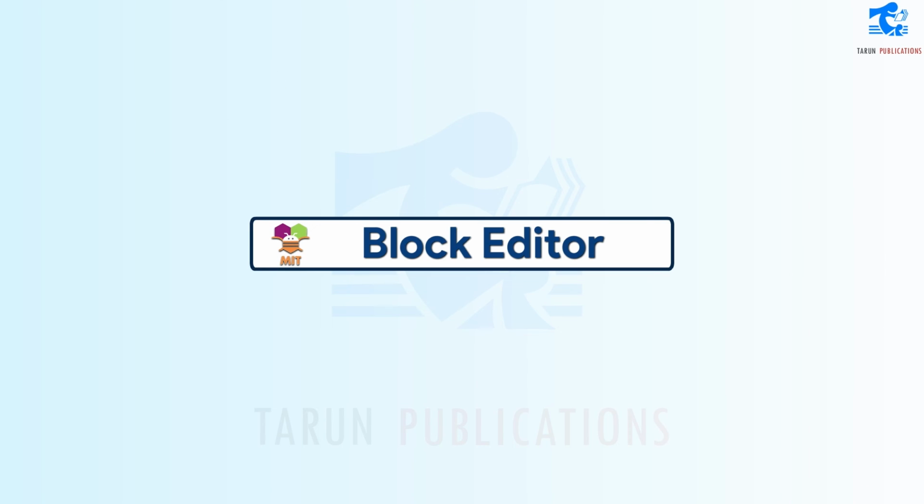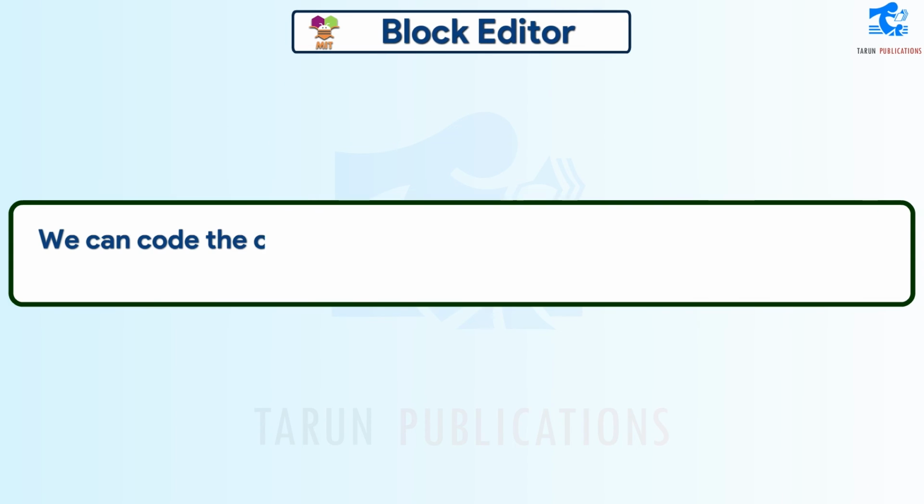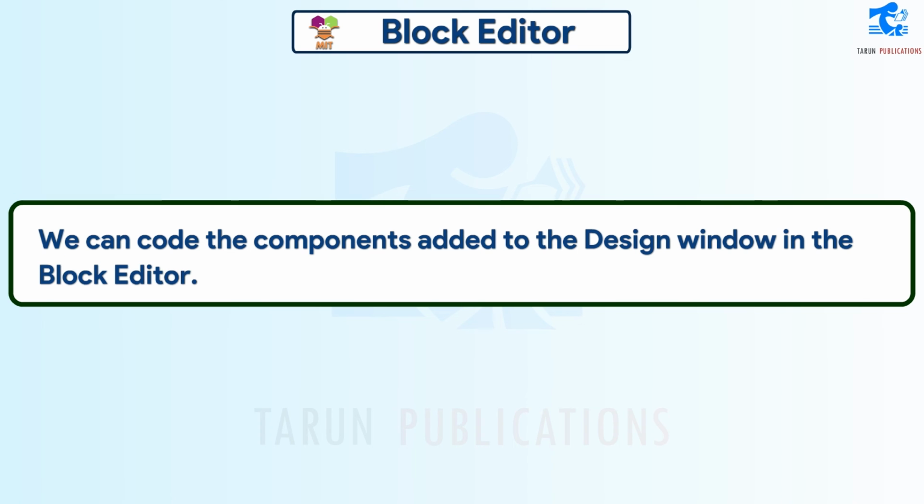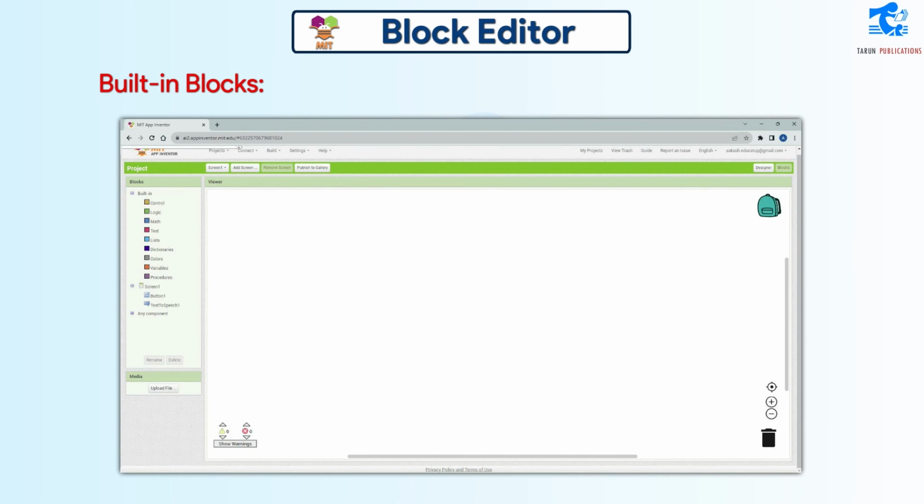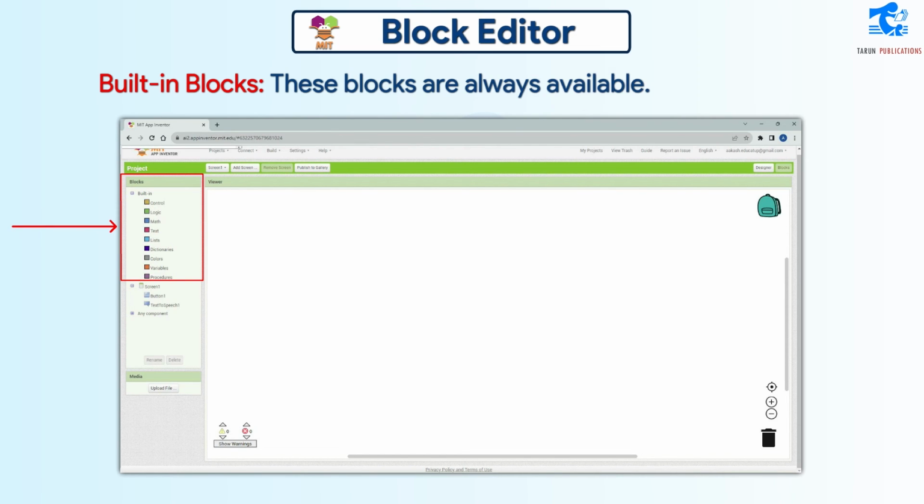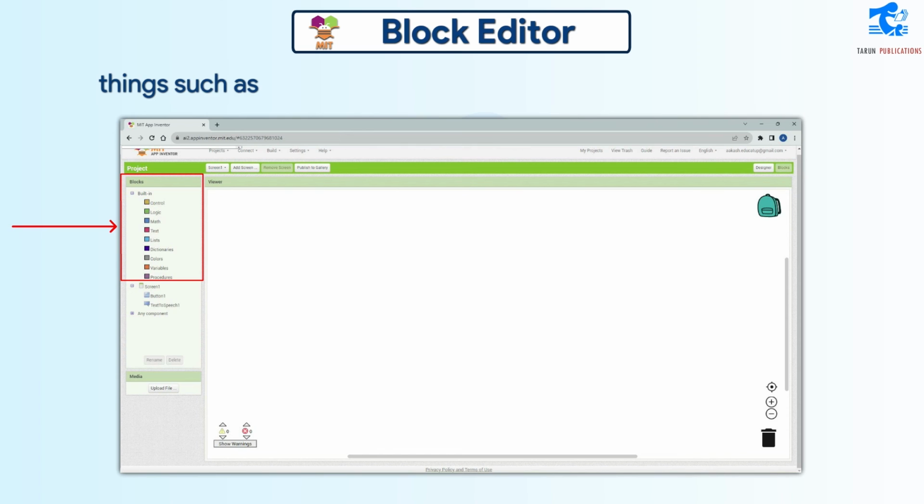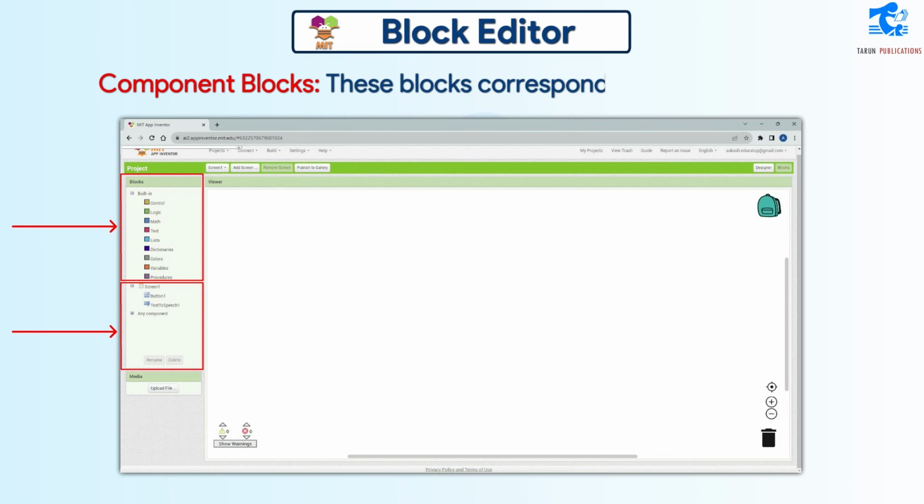Block Editor. We can code the components added to the design window in the Block Editor. Instructions are tied to the components in this window. Built-in blocks. These blocks are always available. They handle things such as logic, mathematics, text and control. Component blocks. These blocks correspond to the components you have chosen for your app.